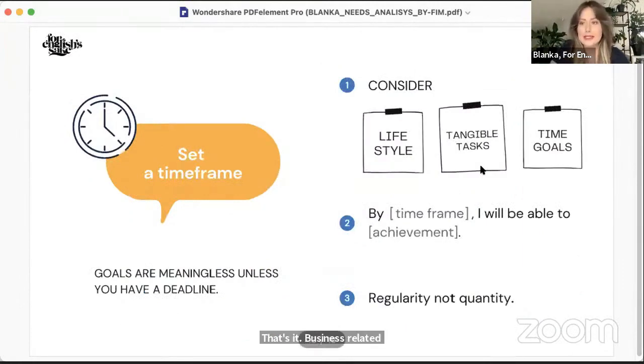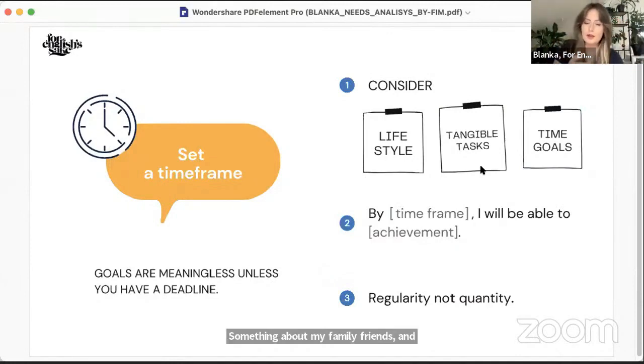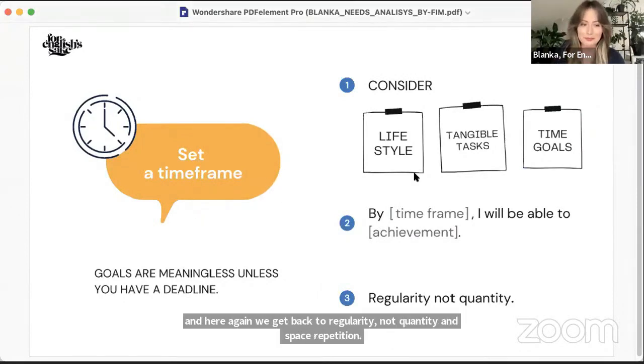When we think about time, look how different it sounds when we say, I want to learn German. I want to learn Spanish. Goals should be cut into smaller pieces as well. Look how different it sounds when we say, by the end of 2023, I will be able to introduce myself, say something about my family, friends, and hobbies in Japanese. And here again, we get back to regularity, not quantity, and spaced repetition, the science of learning.